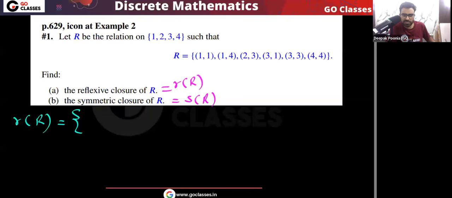You write R as it is. The reflexive closure of R is basically R union the identity relation. So you write R as it is.